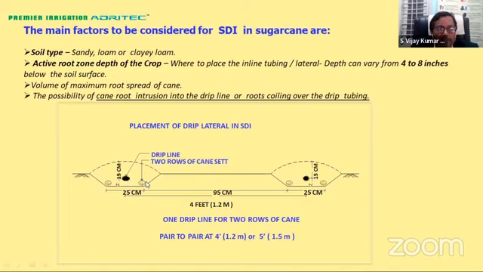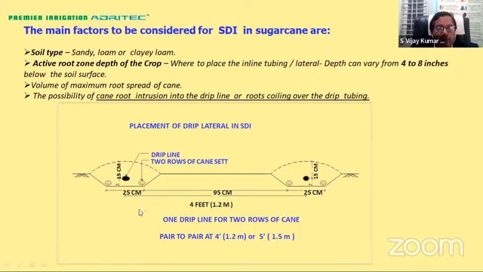So now you're looking at the sketch, and you have the cane sets over here. You have to place the drip line slightly above that, because there is a risk of roots entering into the drip line. So the active root zone of the crop will decide where you have to place the drip line. Then you will have to see what should be the maximum root spread of the cane. That is very important. As I told you, root intrusion in the drip line is one of the challenges. Also, you could have the roots coiling over the drip tubing. These are certain challenges, and we will see how we can overcome them.